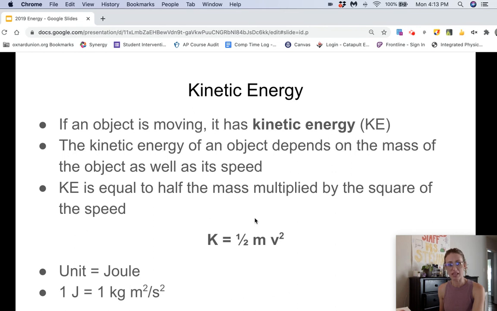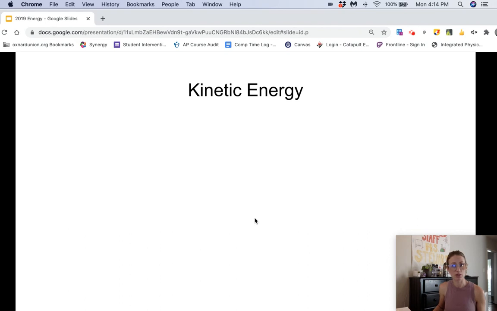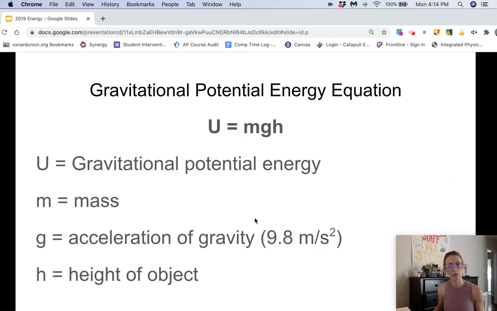This comes from the kinetic energy equation because we know that mass is in kilograms and velocity is in meters per second, and that velocity is squared. That's why we get meters squared per second squared. We can also see this work out with our potential energy equation. It's mass times the acceleration of gravity times height, right? That's our gravitational potential energy equation right here.